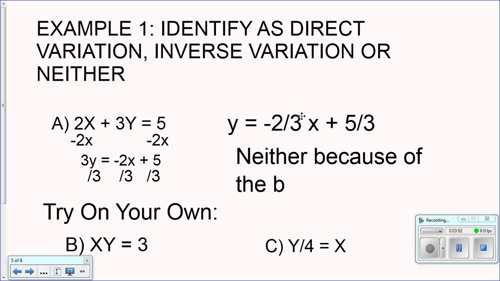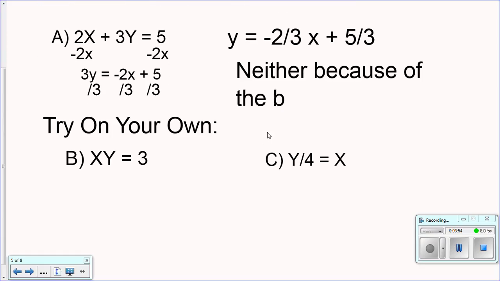So this one's neither. For B and C, you're going to get y by itself on both, and then figure out if it's direct, inverse, or neither. Go ahead and try those on your own, and we will talk about these during class. If you have questions, remember to circle it, put a star next to it, and write your question down, like, why am I doing this? Stuff like that.